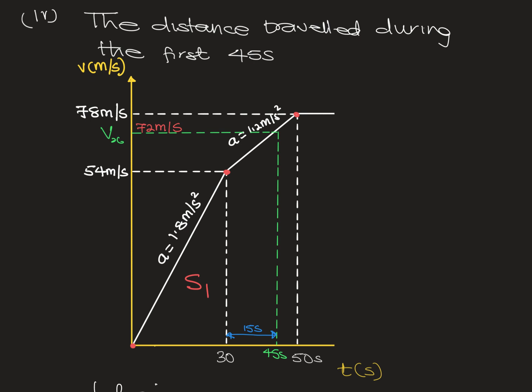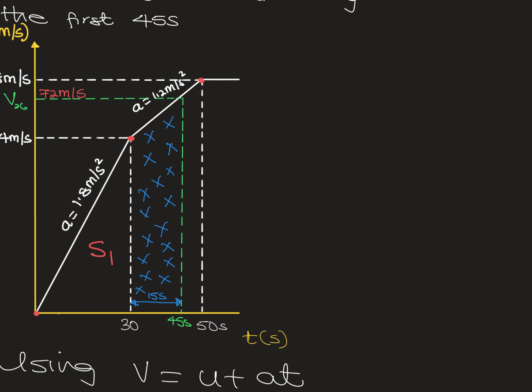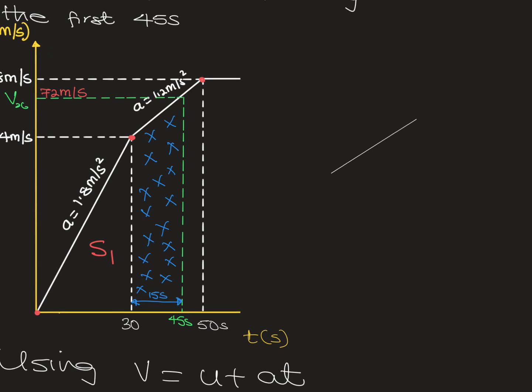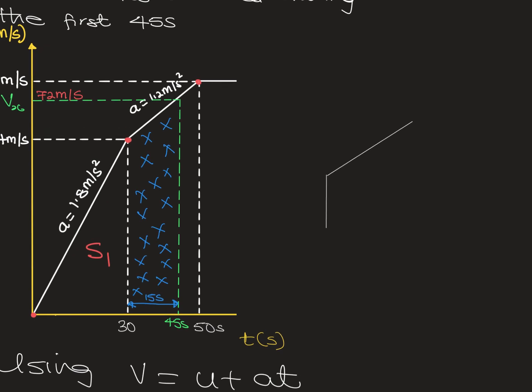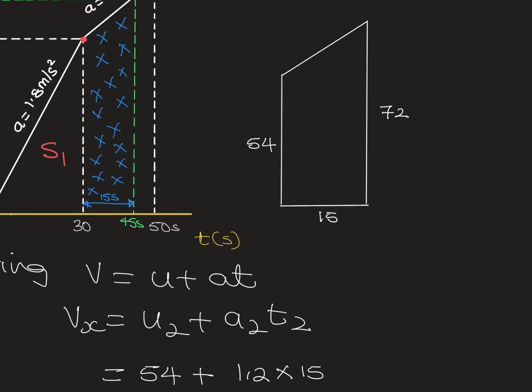So we will use that to find the distance traveled for the second phase of the motion. That is this portion here. Okay, it is a trapezium. So if we should extract the shape, this is how it is going to look like. This will be 72 meters per second. This will be 15. And this will be 54. So it is also a trapezium.